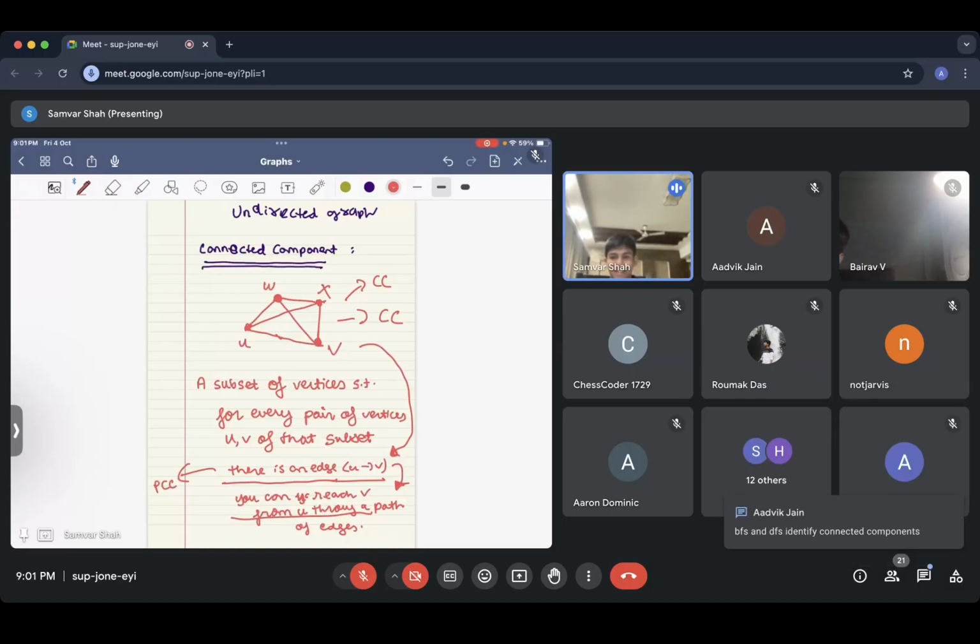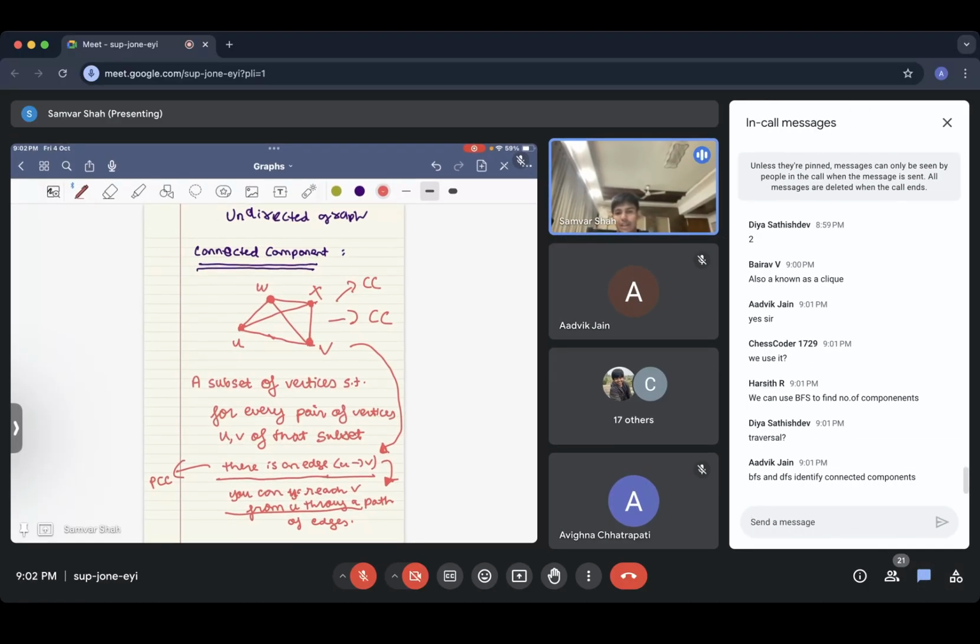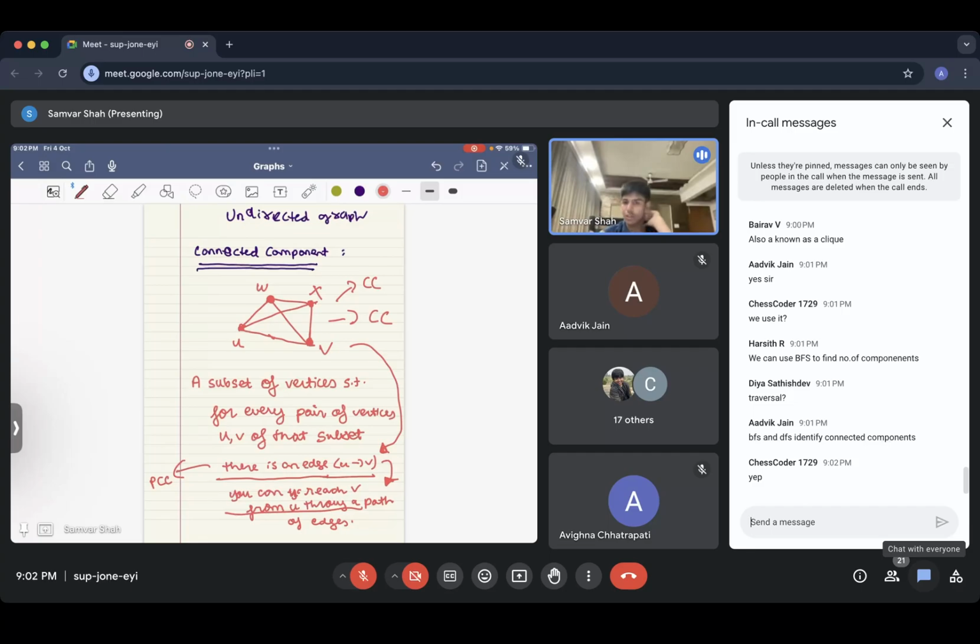BFS and DFS identify connected components. Yeah, we can use BFS to find the number of components. Yeah, all of these are correct. Traversal, yeah, I guess you mean that we can use BFS and DFS traversal to find connected components. So does everyone see how we can use BFS and DFS to count the number of connected components? We kind of did it already, or do you want me to go over it once more?